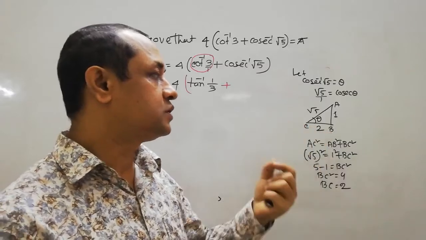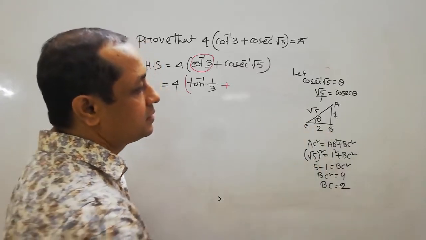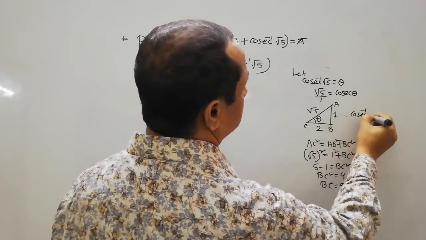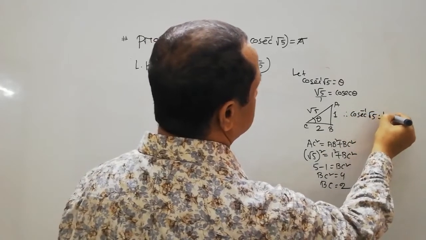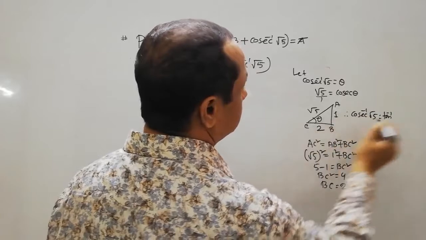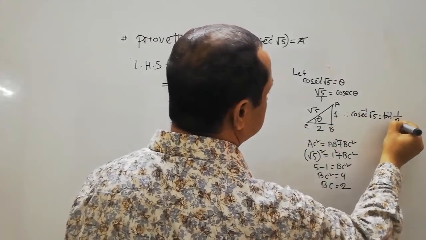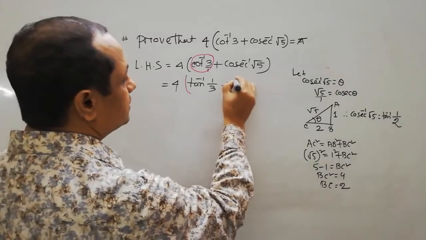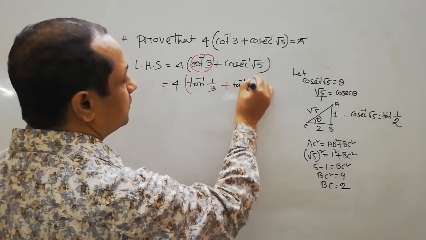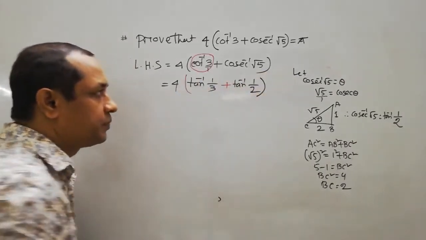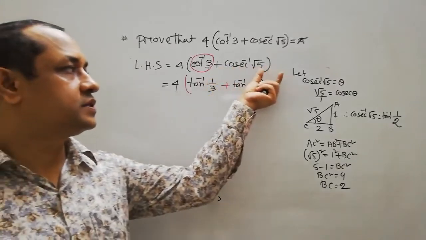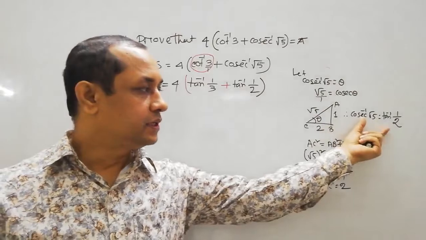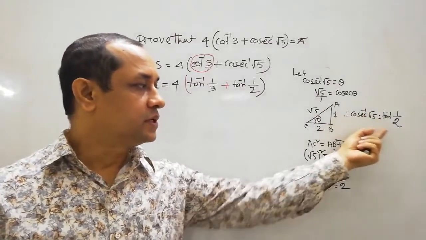Here base is 2. So cosec inverse root 5 equals tan inverse perpendicular by base. Here perpendicular is 1 and base is 2. So we get tan inverse 1 by 2. So cosec inverse root 5 equals tan inverse 1 by 2. Here student, cosec inverse equals tan inverse.